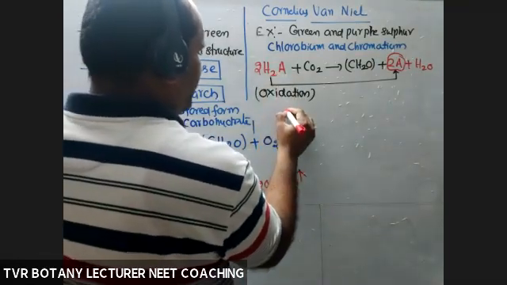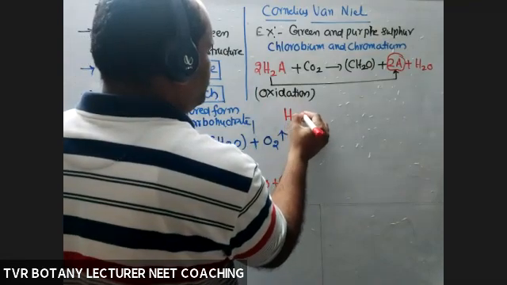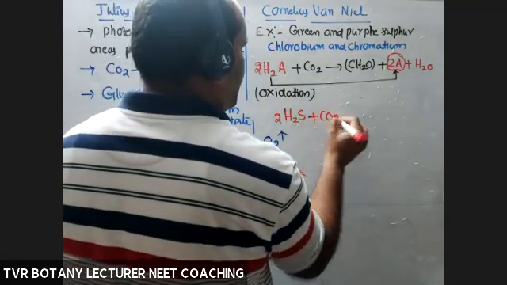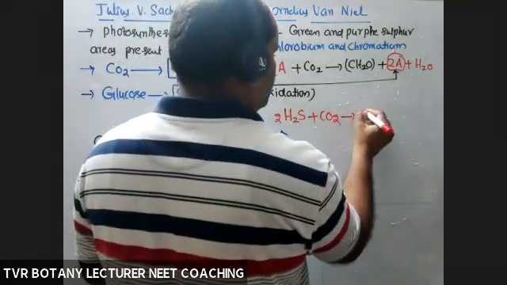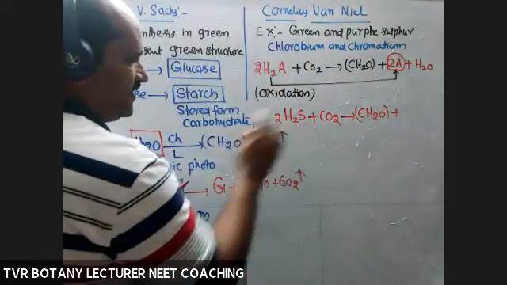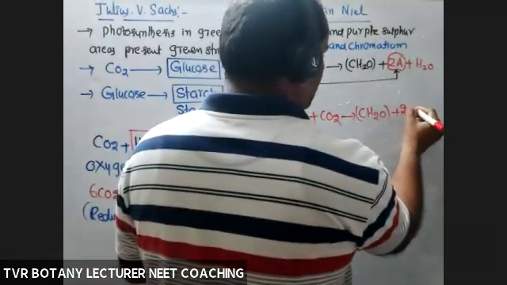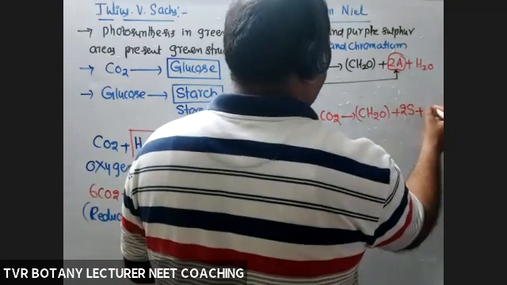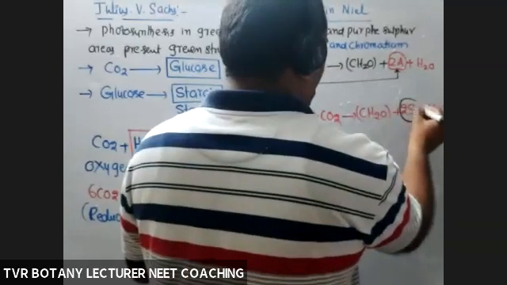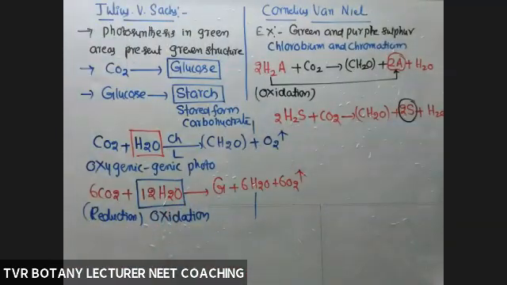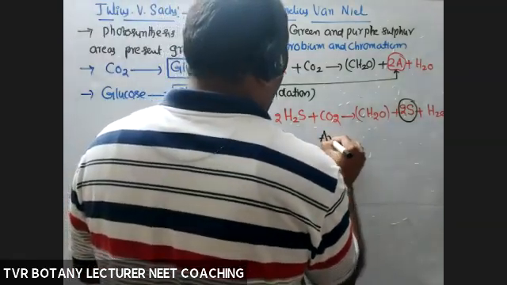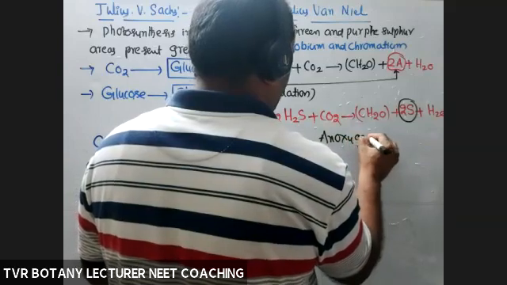Instead of H2A, take H2S, hydrogen sulfide plus CO2, unbalanced reaction only, gives rise to CH2O plus 2S, sulfur, plus H2O. So this one was the oxidation product of hydrogen sulfide. So this is an anoxygenic photosynthesis.